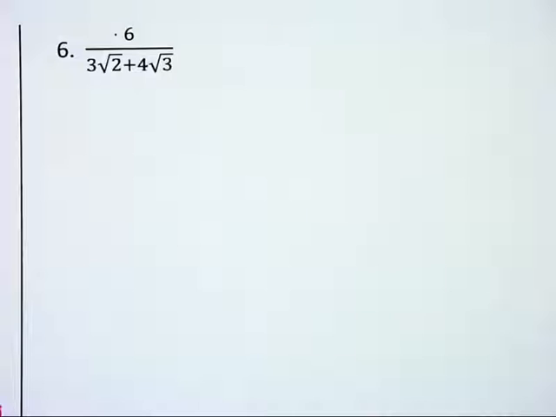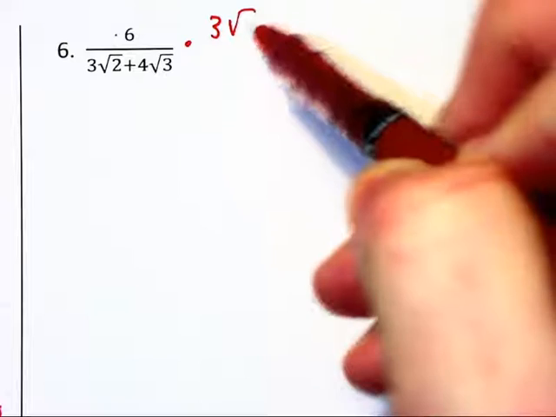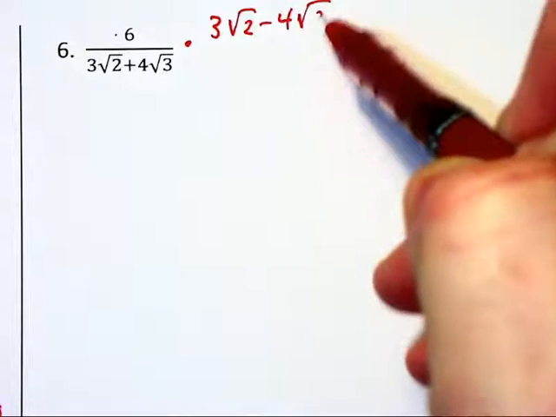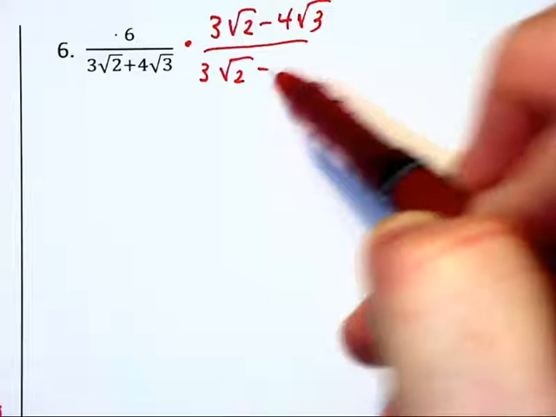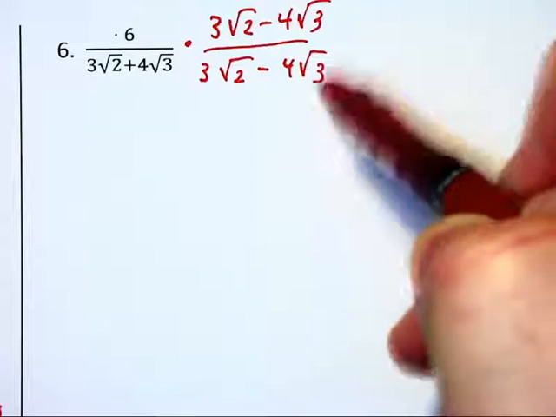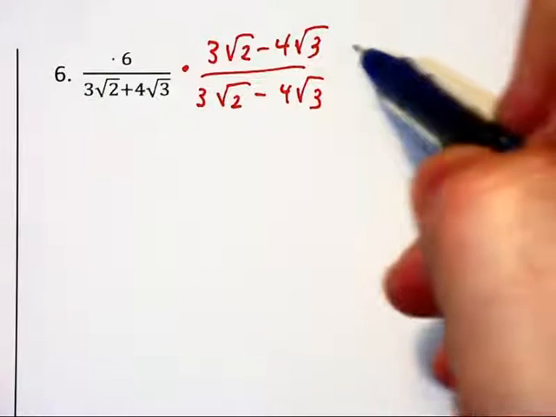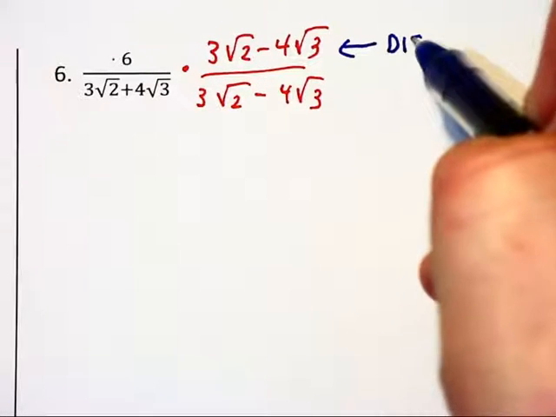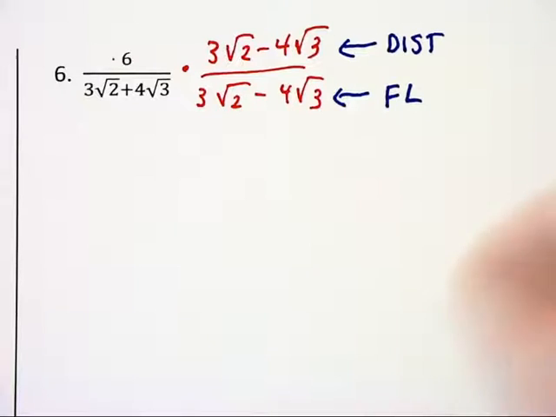For number 6, again we have a binomial in the denominator, and we need to rationalize the denominator by multiplying by the conjugate of the denominator, 3 root 2 minus 4 root 3, over itself. That's the only way we're going to clear the denominator and rationalize it. Now up in the numerator we're going to have a distribution problem as before, and down below in the denominator we don't have to do an entire FOIL.